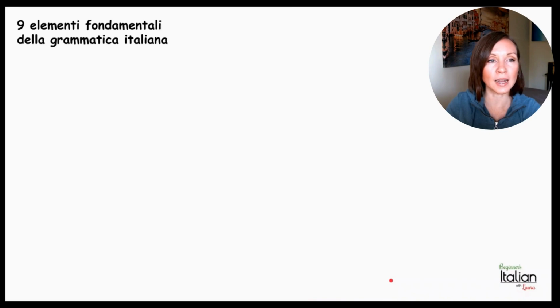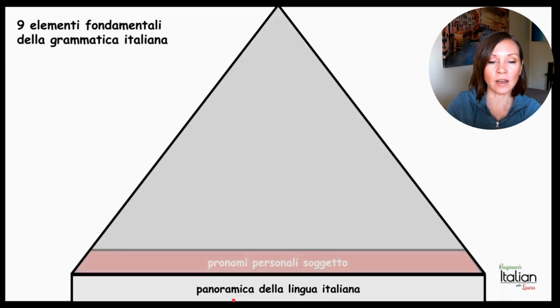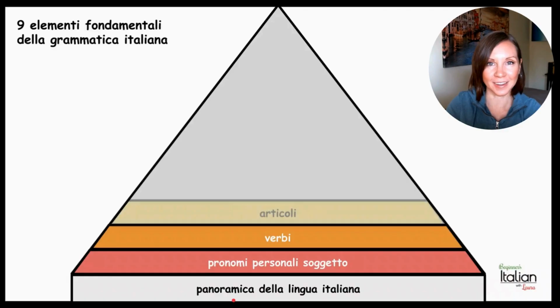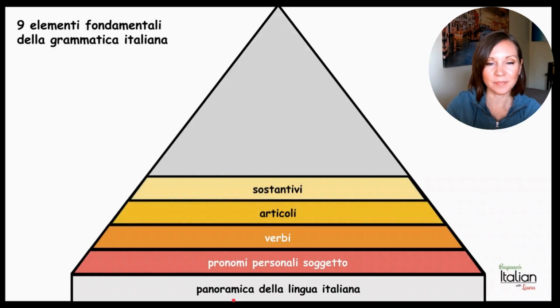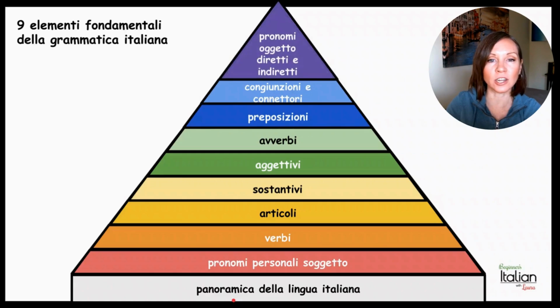So we have 9 elementi fondamentali della grammatica italiana. The first one, the overview, is panoramica della lingua italiana. And then we have pronomi personali soggetto, verbi, articoli, sostantivi, aggettivi, avverbi, preposizioni, congiunzioni e connettori, e finalmente pronomi oggetto diretti e indiretti. Okay, so on we go.